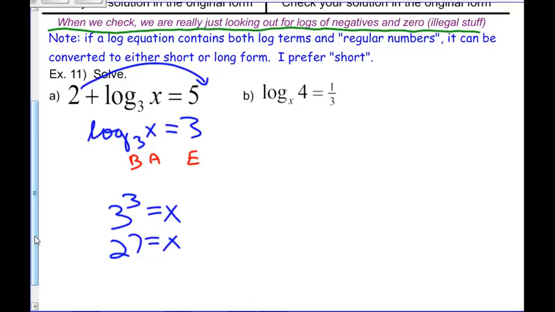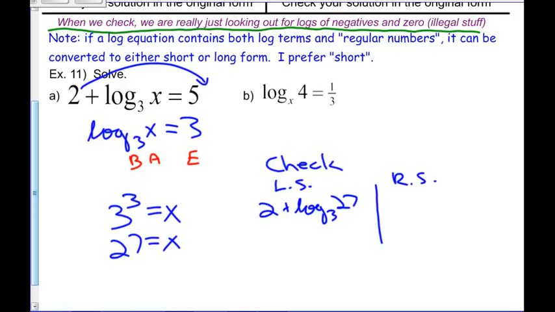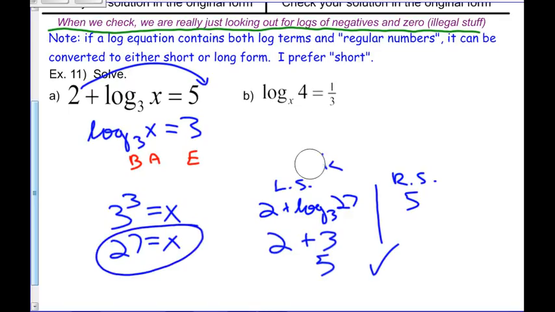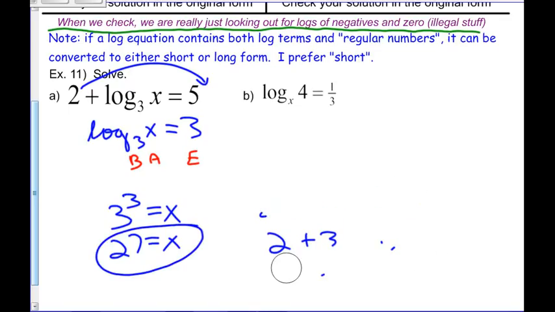Let's check out what happens here. If we check in the original, the left side would be 2 plus log base 3 of 27 equals the right side, which is 5. Right away, we can see there's no illegal stuff. You are allowed to take the log of 27. But let's follow it through anyways. Log base 3 of 27 is the number 3. Hey, we get 5 equals 5. It's a great solution. Let's try the next one.